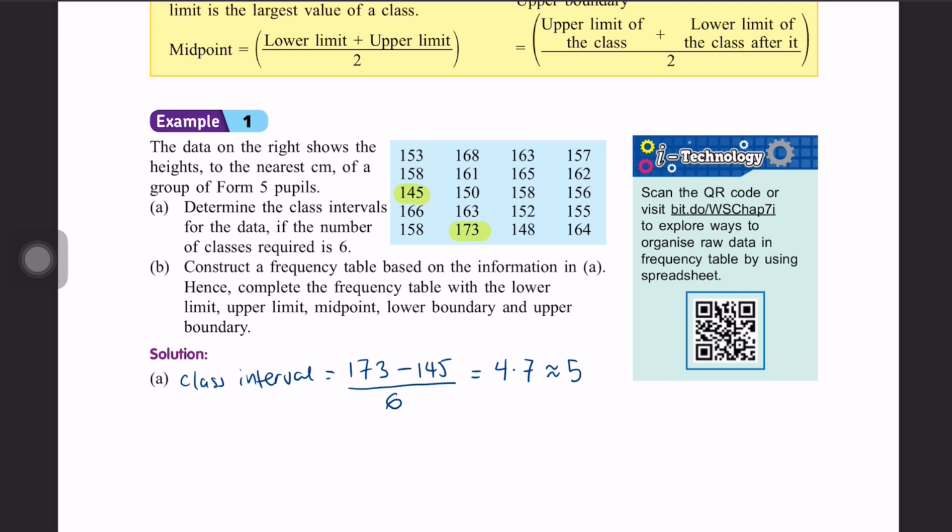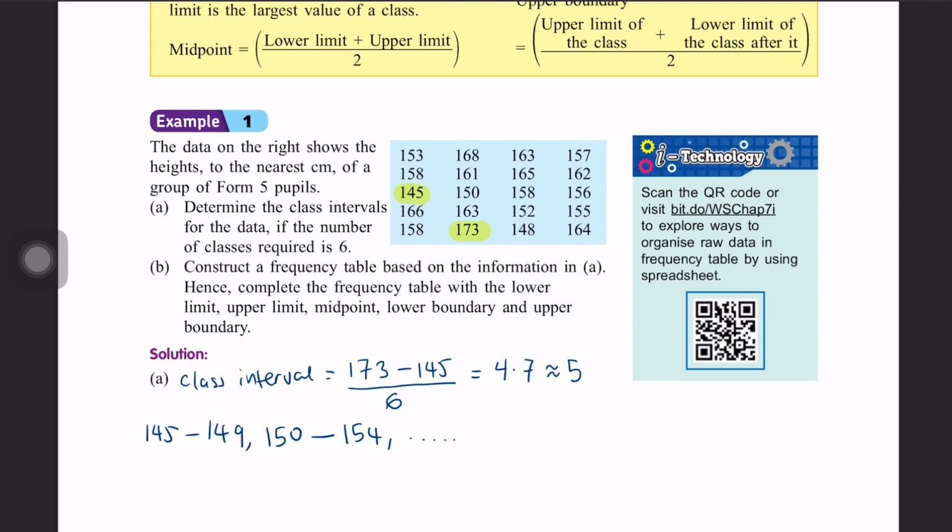So for example, from this example the lowest is 145. So we write 145 until, count 145, 146, 147, 148, 149. That's 5, so 149. Next we have 150 until, count 150, 151, 152, 153, 154. That's 5, so until 154, and so on. We do it until the end. Can?